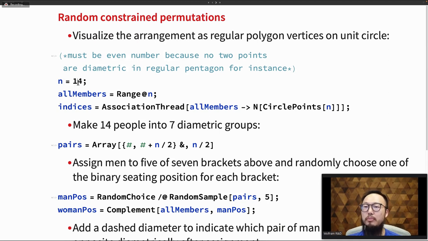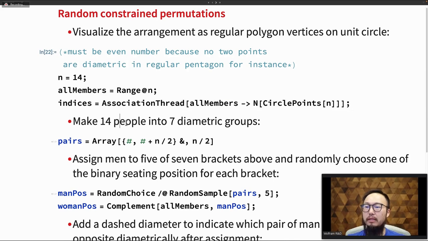First, let's assume there are 14 people. You always need an even number, because if, for example, you take five people and put them on a regular pentagon, there are no people sitting diametrically. If you connect two vertices of a regular pentagon, none of the lines is going to pass through the center of the circle. So you need an even number, and we generate all the members, 1, 2, 3, 4, 5, up to 14. And the key here is we need to first put people in the seven diametric brackets. Let's see.